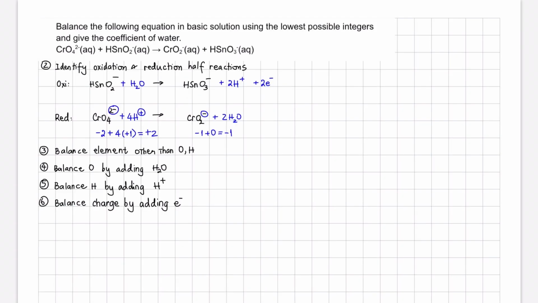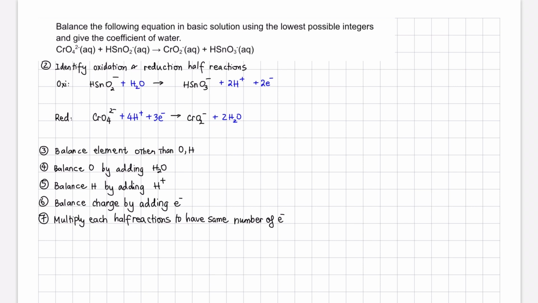Now looking at the reduction half, we see CrO4 with 2 negative charge plus 4H plus with 4 positive charge. So that's a total of plus 2 charge on the left. And now looking on the right, we have CrO2 with 1 negative charge plus 2H2O, which is neutral. So that's a total of -1 charge on the right. So in order to balance out the charge, we need to add 3 electrons to the left. So that way it's a total of -1 charge on the left. And both sides are now balanced with -1 charge.